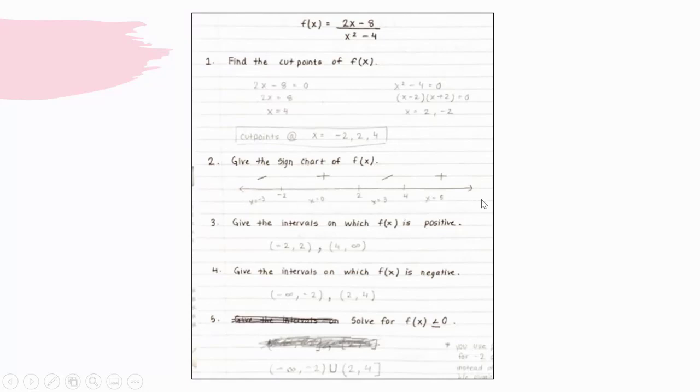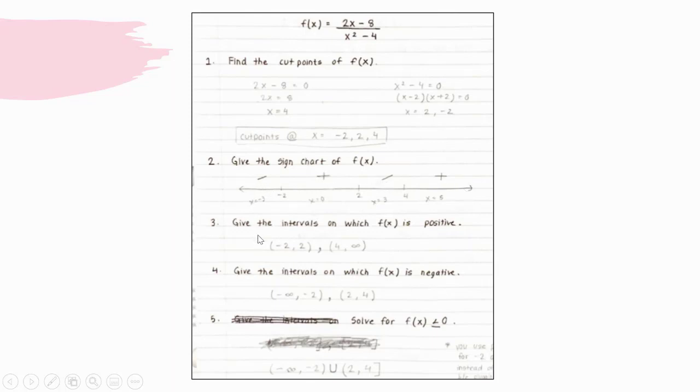Then we would make a sign chart. We just put those numbers on the number line, and then we take a number before or in between two numbers and plug it into the original equation, and then determine if that's a negative number or a positive number. So here, if we plug in -3, the answer would be negative, so it'd be a negative and then a positive, and you would do so.